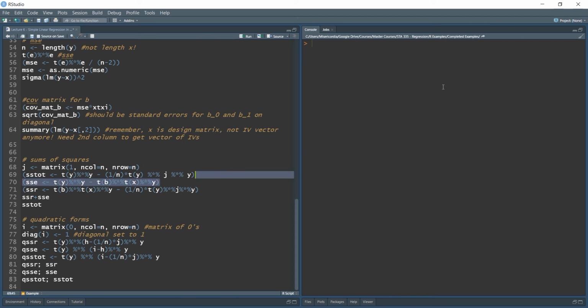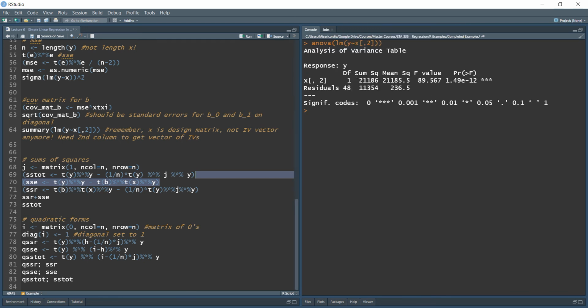Note that we can also compare this with the ANOVA function in R. If I type ANOVA and then my LM of y and then x, just the second column of x, I see that my sums of squares regression is 21,186, and then my sums of squares residuals 11,354. Comparing that with my sums of squares error 11,353. Well, and we can even see more accurately than what R provided us by default that this was 53.5, and R just rounded it up to 54.